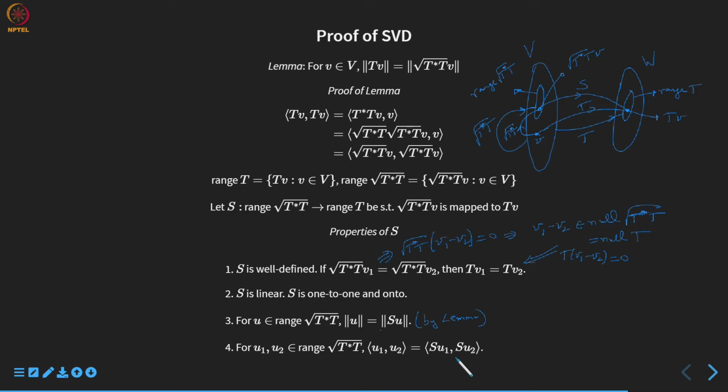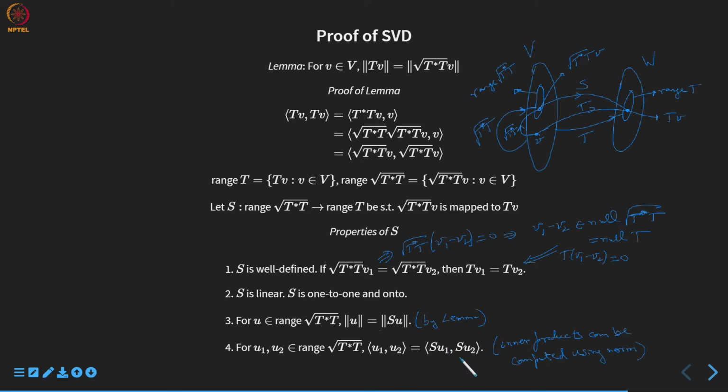So, this is sort of how we showed for isometries, when they preserve norms, they also preserve inner products, right. So, this S is like an isometry from the range of square root T star T to the range of T. So, it will also preserve inner product. Okay. So, I am not going to prove this result, I will just write something: inner product can be computed from norms. Okay, I will leave it like that.